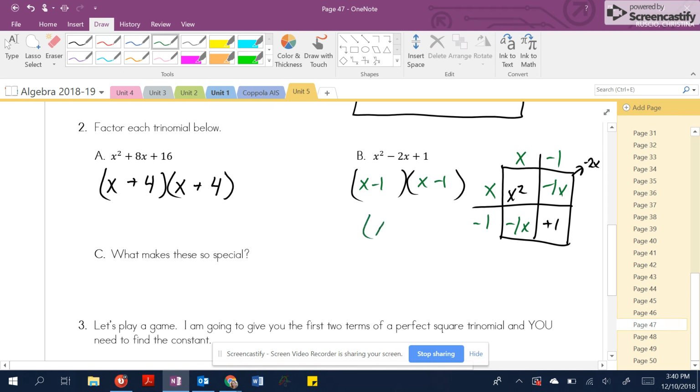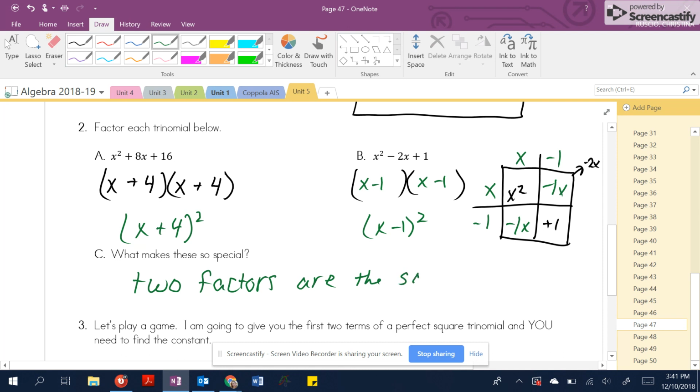Hey, wait a minute. Can't I just write that as x minus 1 all squared? And can I write this as x minus 4 all squared? Wait, these are so special. Why are these so special? Because it's 2 of the same binomial. The 2 factors are the same. This is magic. Pure magic.